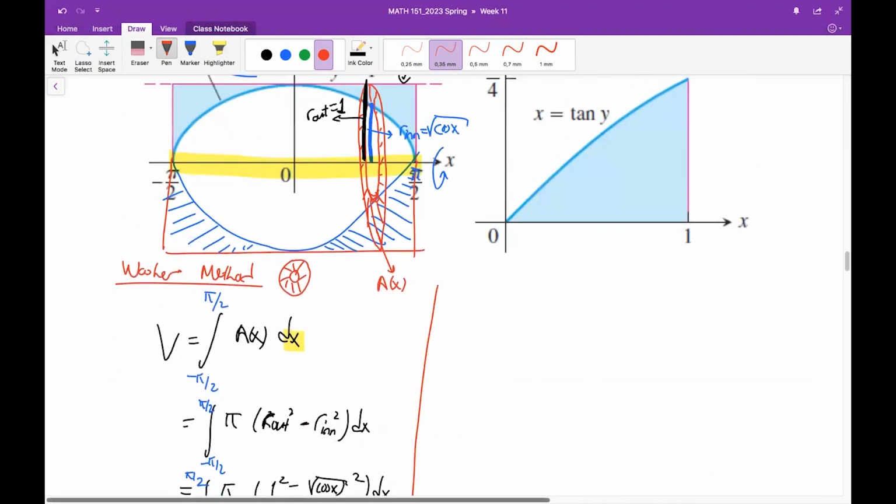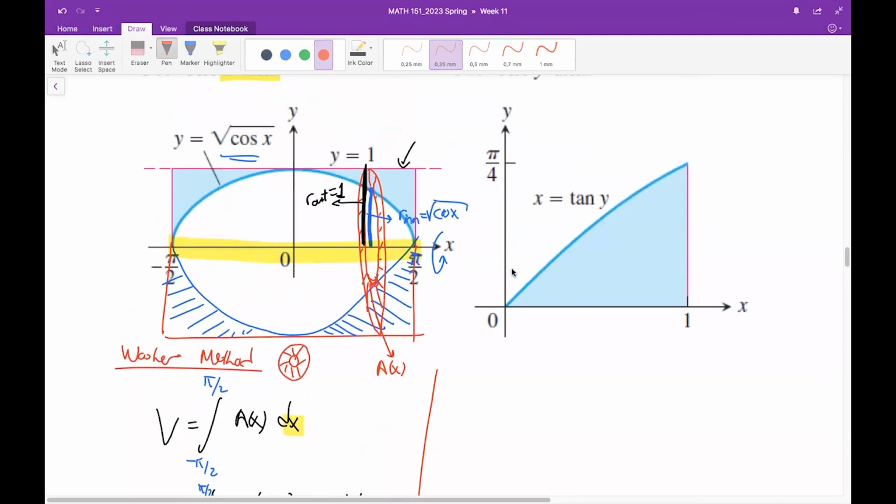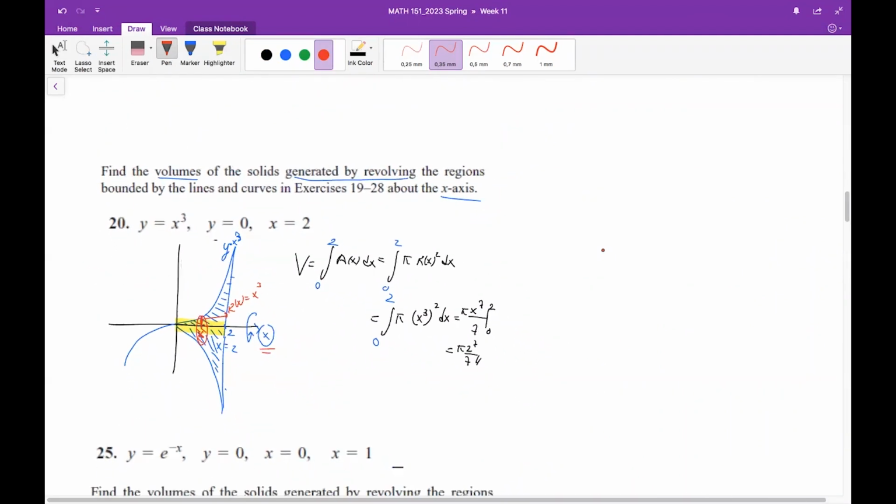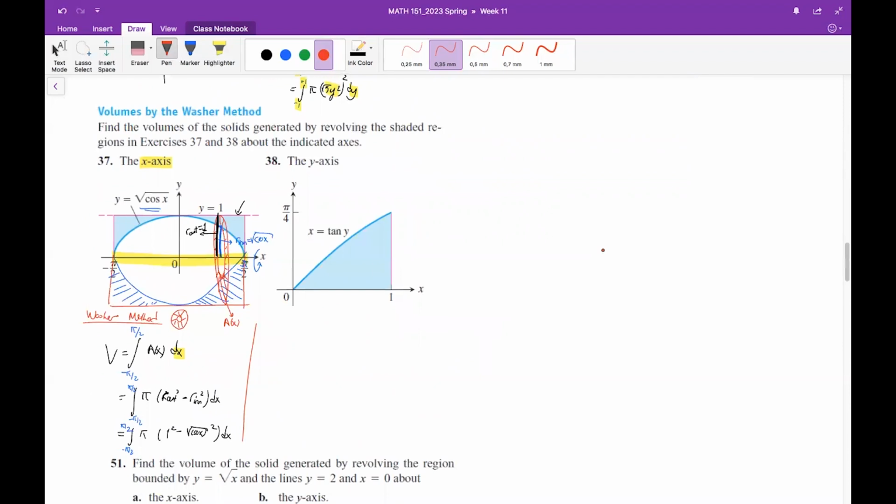Okay, let's do it here. Look at this example, please. This time you will rotate it around the y-axis. So let me draw it again. You have this shaded region. And then if you rotate it around the y-axis, something like this will happen, right? Some three-dimensional object like that you will obtain.